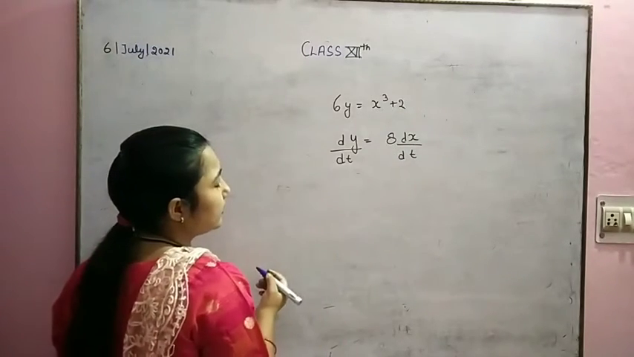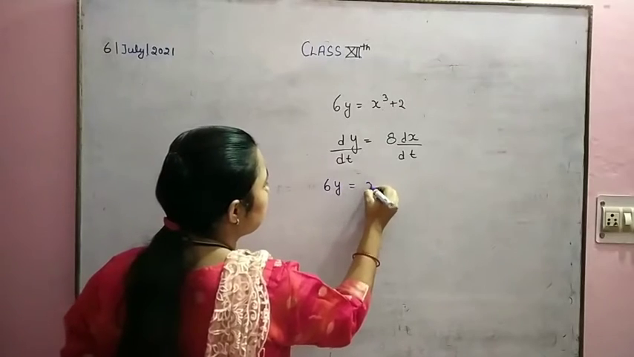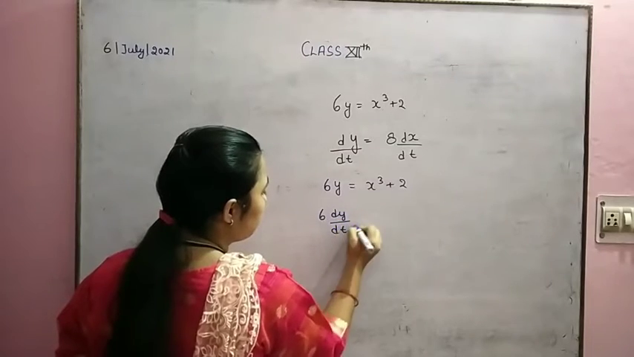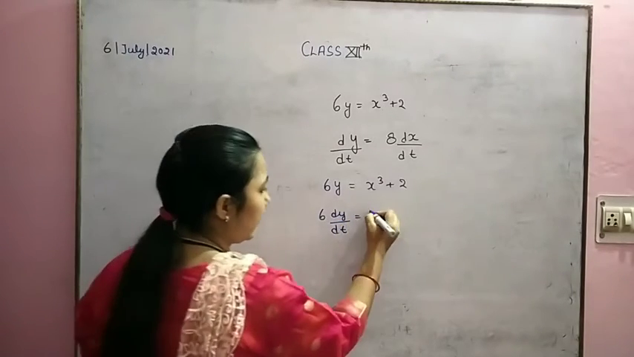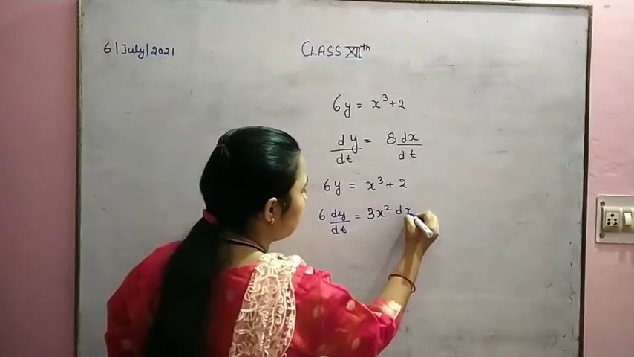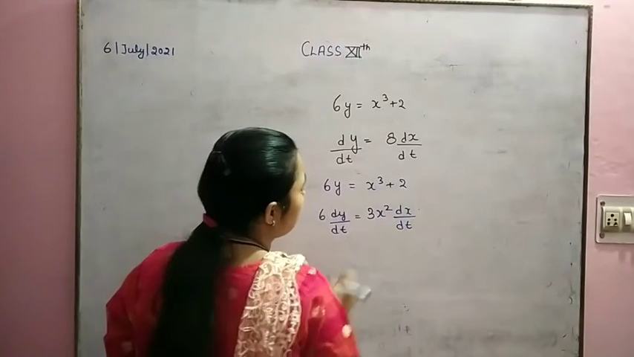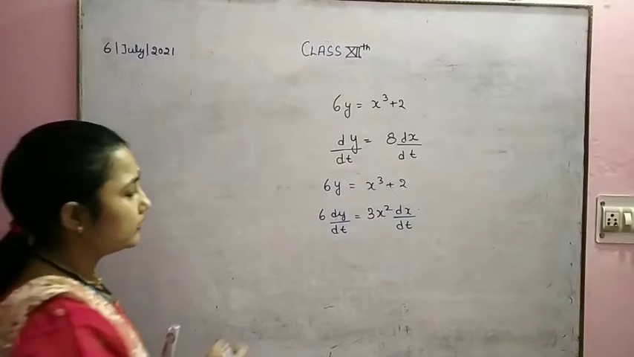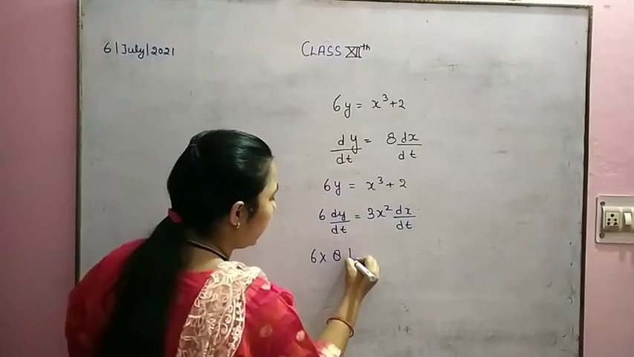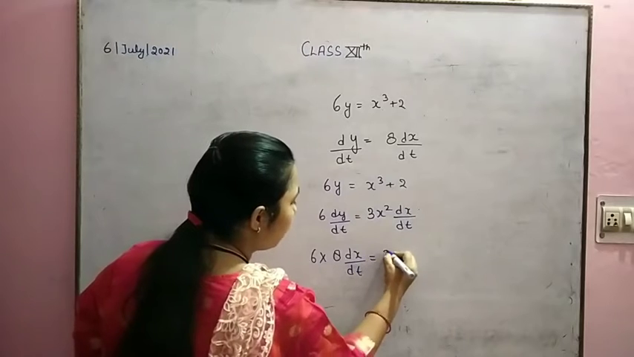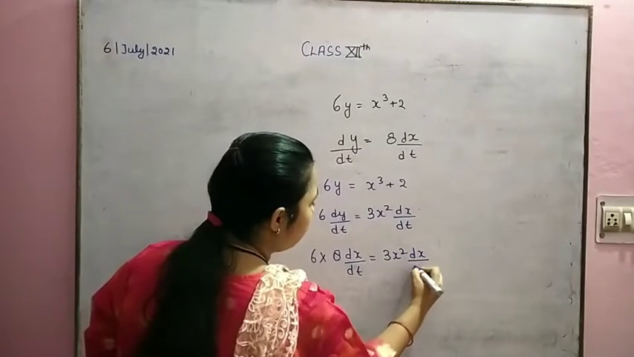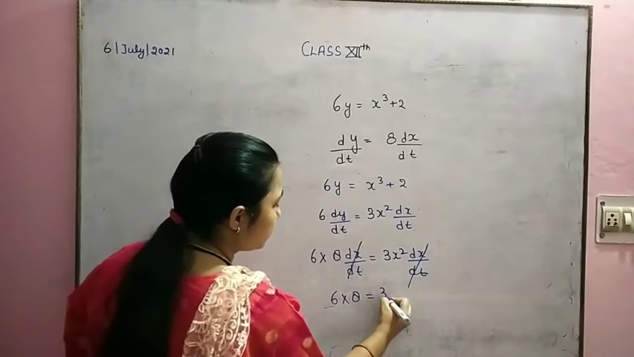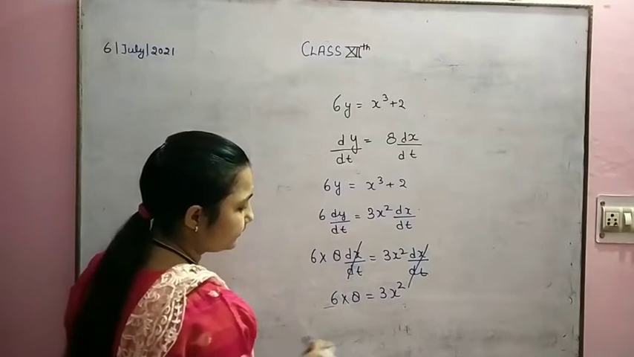Firstly we have to differentiate the given curve. 6y equals x cube plus 2. Differentiate both sides with respect to t, we get 6 dy by dt equals 3x square dx by dt plus 0. Now put the value of dy by dt here, we get 8 dx by dt equals 3x square dx by dt. So this will be cancelled out. We get only 3 into 8 equals 3x square.